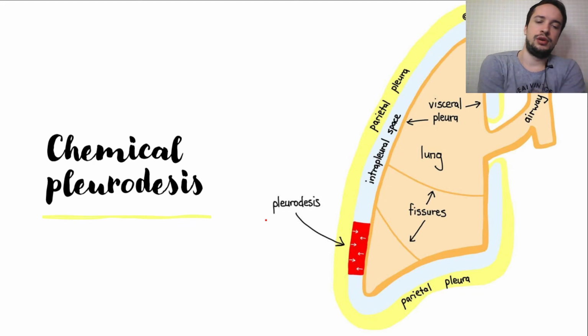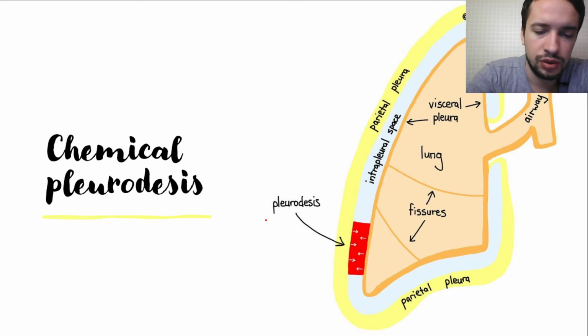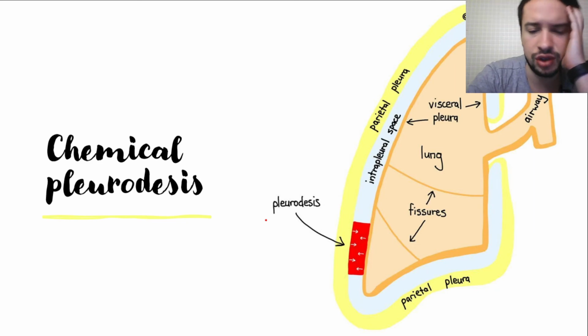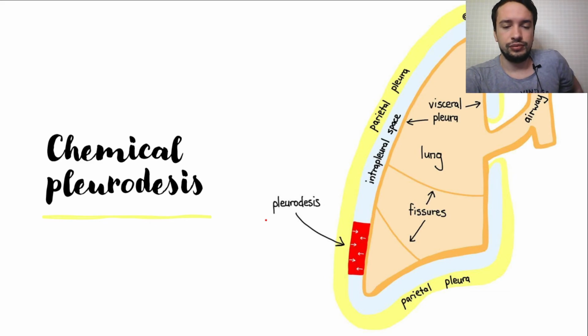Chemical pleurodesis. One of the leading tasks in the treatment of pneumothorax is to prevent repeated pneumothorax relapse, but neither simple aspiration nor drainage of the pleural cavity can reduce the number of relapses. Chemical pleurodesis is a procedure in which substances are injected into the pleural cavity that lead to aseptic inflammation and adhesions between lung and pleura.